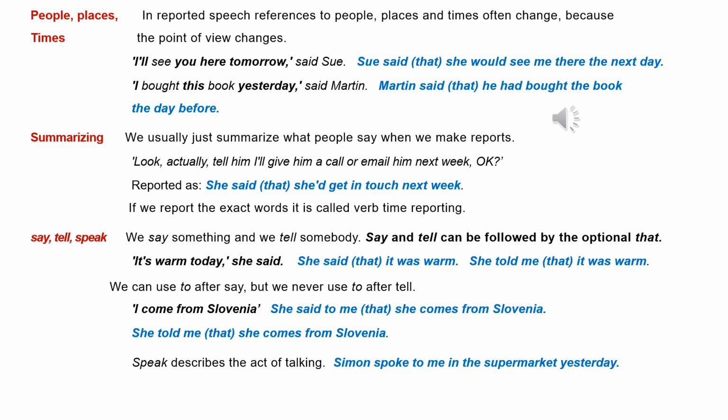"I come from Slovenia." She said to me that she comes from Slovenia. She told me that she comes from Slovenia. Speak describes the act of talking. Simon spoke to me in the supermarket yesterday.